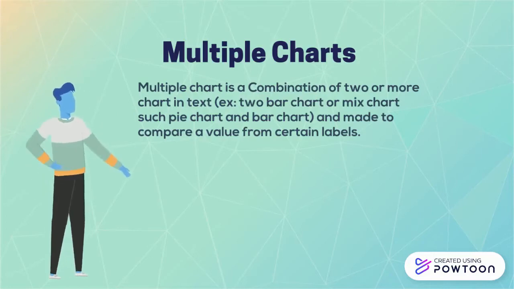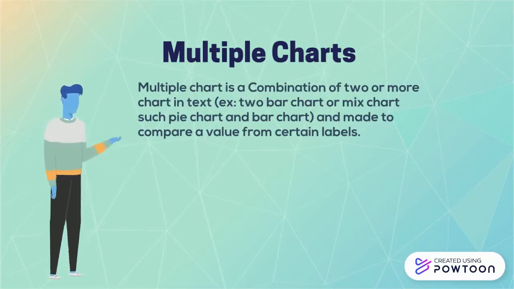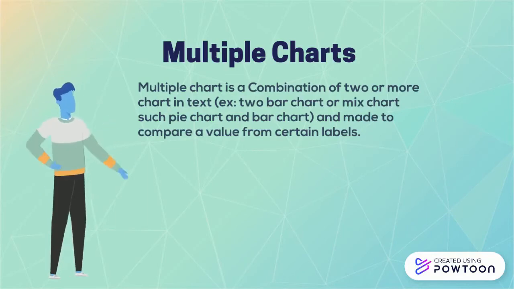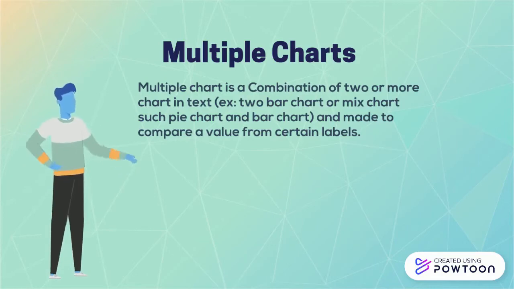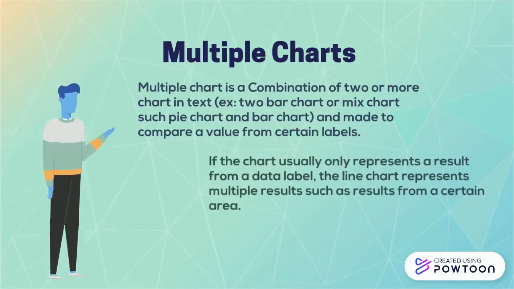For example, two bar charts or a mixed chart, such as a pie chart and bar chart, and make them to compare a value from certain labels. The pie chart usually represents a result from a data label, meanwhile the line chart represents multiple results, such as a result from a certain area. Next slide.